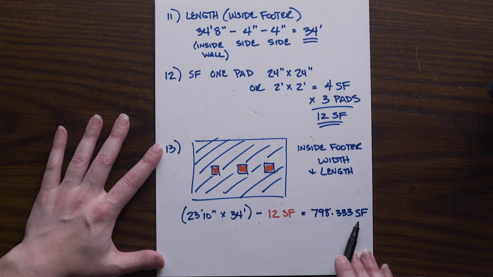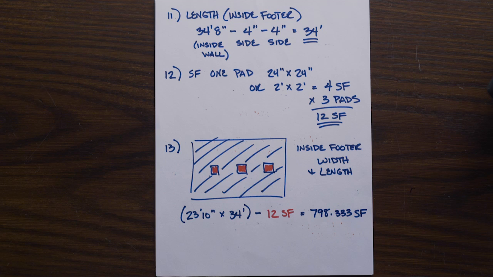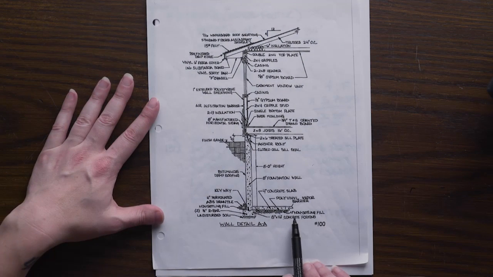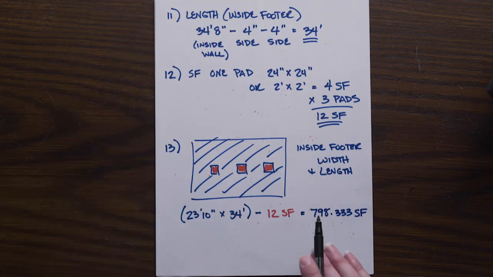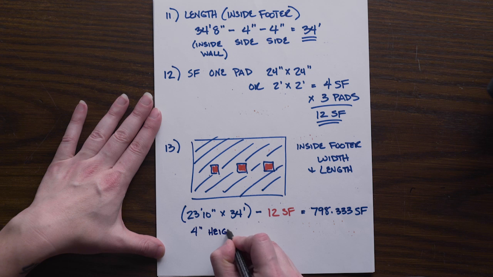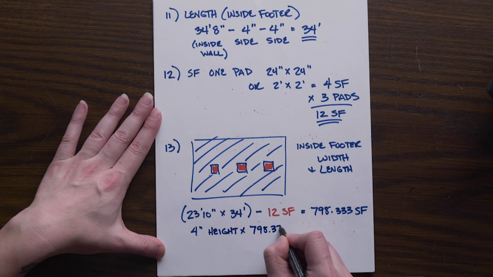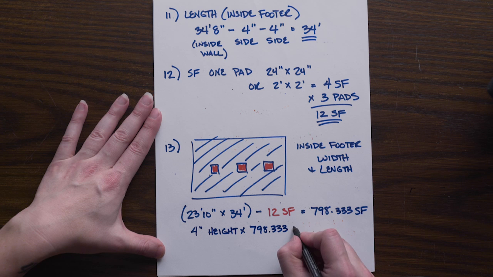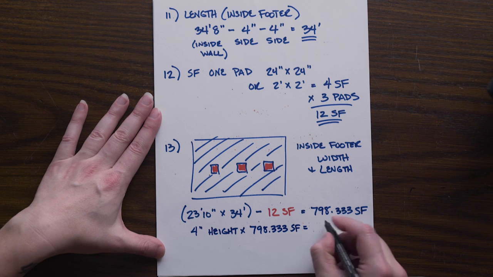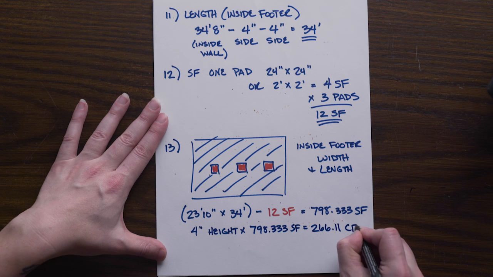But what the question is asking for is cubic yardage. So we need to take our square feet and convert it into cubic feet before we do cubic yardage. If we look at our plans, we see we have 4 inches of non-settling fill. That is our height. So 4 inches is our height. We multiply that by the square footage we just obtained, and we end up with 266.1 repeating cubic feet.